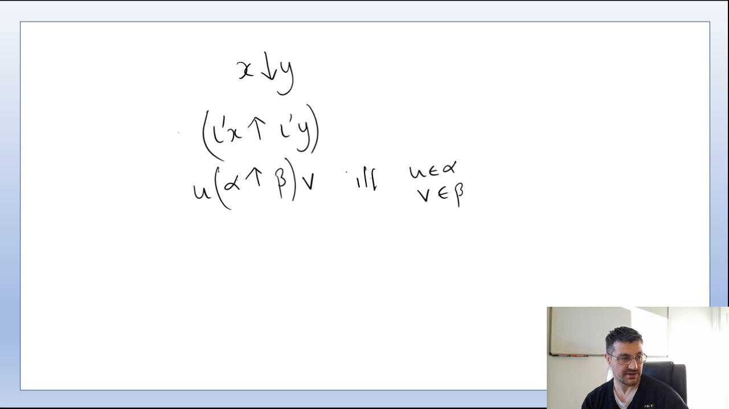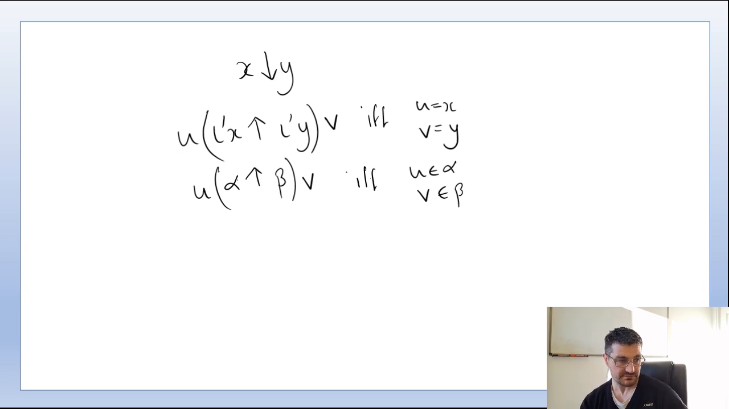So analogously then, if alpha is replaced with the unit class of X, in other words, the class whose only member is X, and beta is replaced with the class whose only member is Y, the unit class of Y, then this will hold if and only if U is a member of the unit class of X, in other words, if U is equal to X, and if V is equal to Y. X and Y do not have to be of the same type. Okay? Alpha and beta do not have to be classes of the same type.